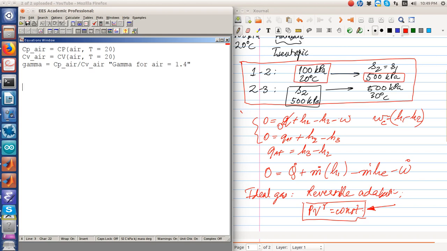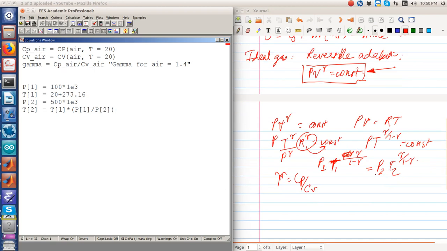So P1 is equal to 100 kilopascal. Because we are now using the ideal gas equations, I would like to have the units remain more or less in the MKS system. T1 is 20 plus 273.16. P2 on the other hand is equal to 500 times 183. So T2 is equal to T1 times P1 by P2 raised to, what is it, 1 minus gamma by gamma.